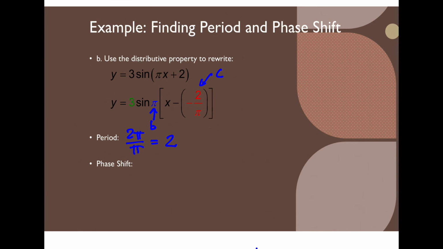And my phase shift, since c is equal to negative 2 over pi, and you don't necessarily have to change that. They did that for us there, but we could have just as easily left it as x plus 2 over pi, right? If we remember that it's going to go in the opposite direction, that c's value is actually negative 2 over pi, which means we're going to shift 2 over pi to the left.